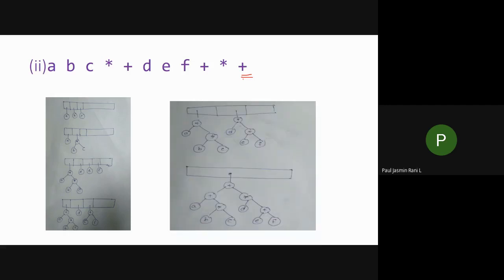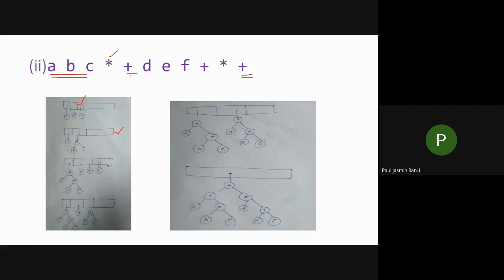Okay, I worked this one in my notebook and I show it as an example. The first ones are A, B, C. They are operands, so simply push each operand by creating a node. The next one is the operator asterisk. I popped the two elements from the stack, constructed an expression, and again pushed it inside the stack. So this is the second step.